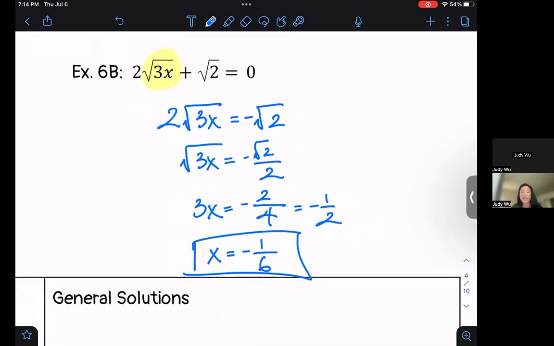So in B, I had to go a little bit further because I had the square root of 3x. I didn't just have the x there.